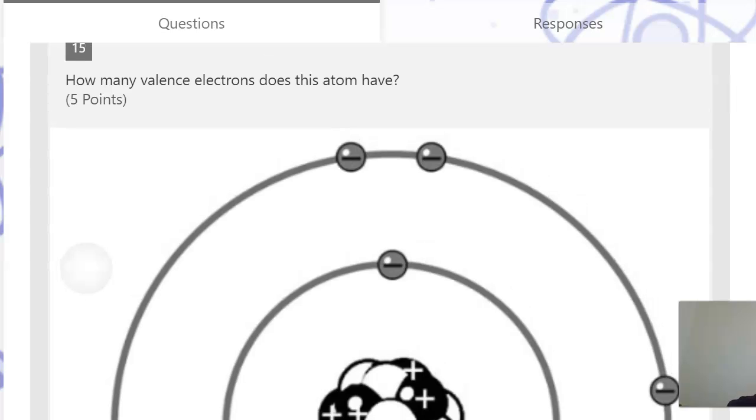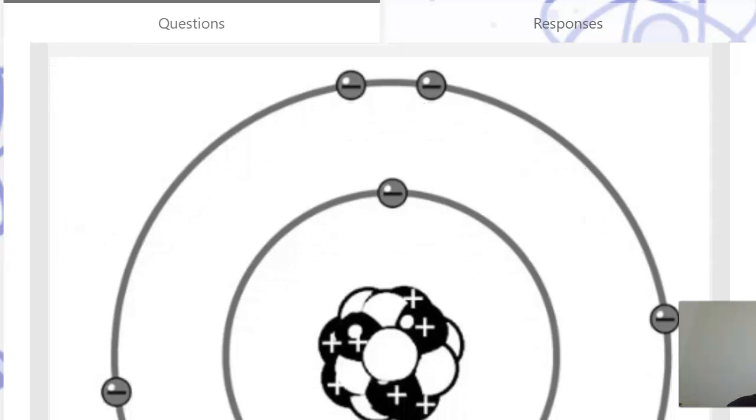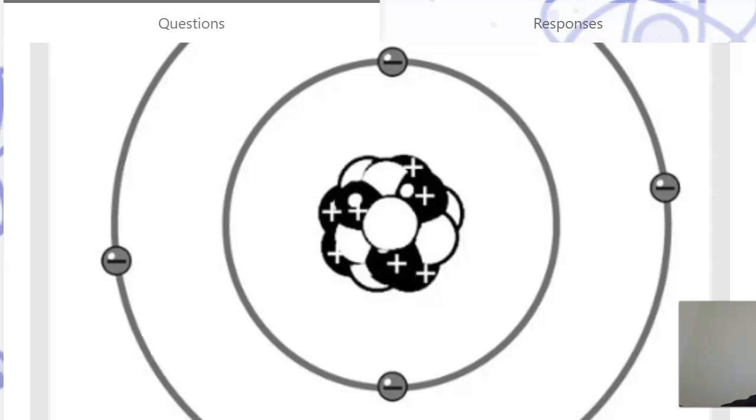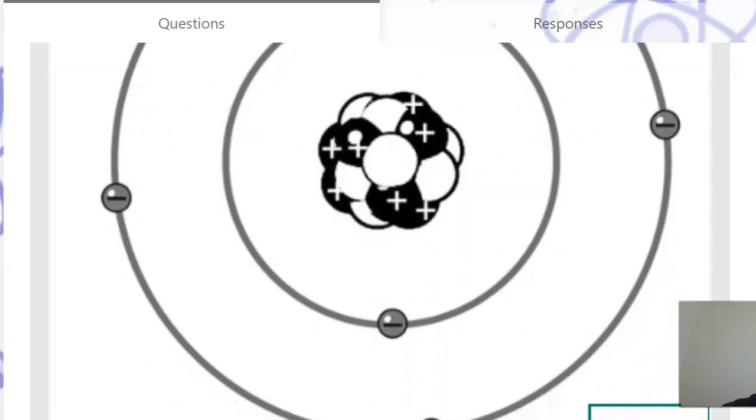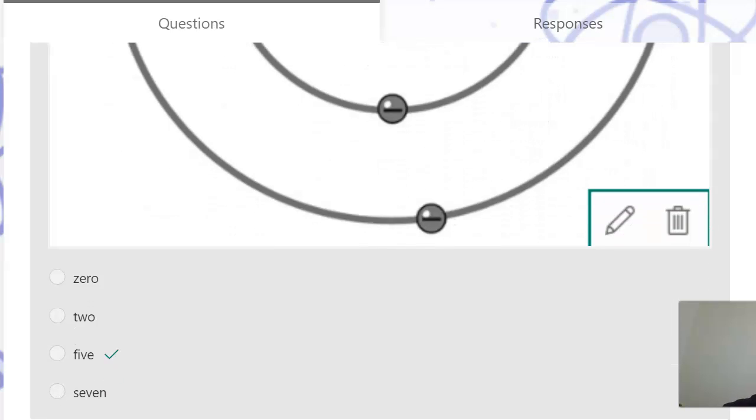How many valence electrons does this atom have? Well, what they're really saying is how many electrons are found in the outside shell. Okay, and there are 5. 1, 2, 3, 4, 5. I hope you can see those, and I apologize for not making it small enough for you to be able to see.